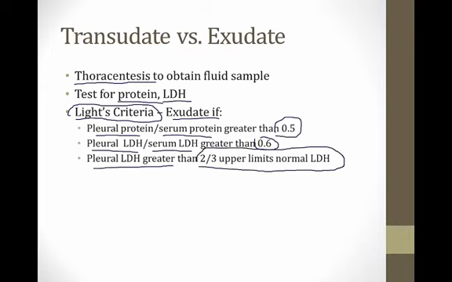LDH in the plasma. And the easy way to remember this is that exudates have very high levels of protein and LDH. So the ratio of protein or LDH to the serum protein or LDH is going to be high. It's going to be greater than 0.5 for protein and 0.6 for LDH.